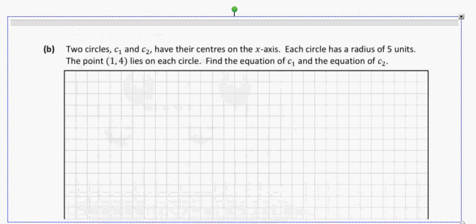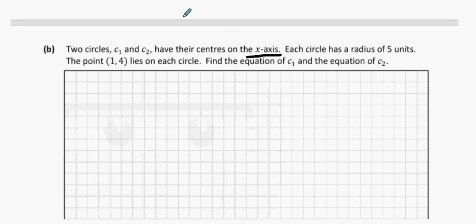Two circles, C1 and C2, have their centres on the x axis. Each circle has a radius of 5 units. Point (1, 4) lies on each circle. Find the equation of C1 and C2. Alrighty. The key thing is the centre is on the x-axis.